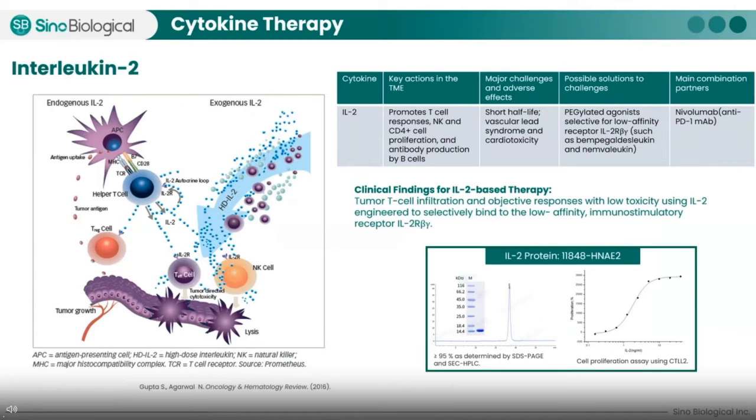Now let's talk about interleukin-2. IL-2 is a protein that plays an essential role in the development and function of a spectrum of T cells, including regulatory T cells. Consequently, IL-2 has numerous antitumor effects, including stimulating T cell and NK cell proliferation and function. The immunostimulatory properties of IL-2 provided the rationale for clinical trials initiated more than 30 years ago to evaluate the anti-cancer activity of this cytokine. Sino Biological offers an optimized recombinant human IL-2 tag-free protein with over 95% purity and high bioactivity.